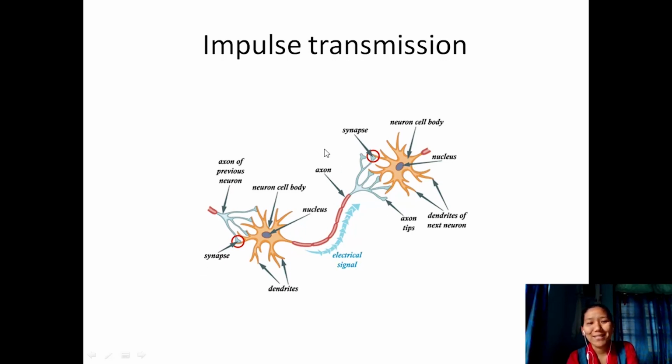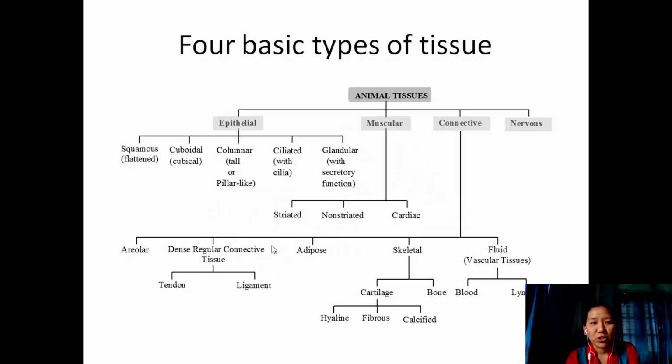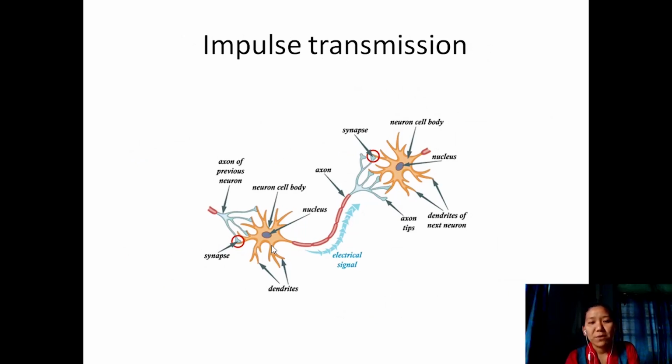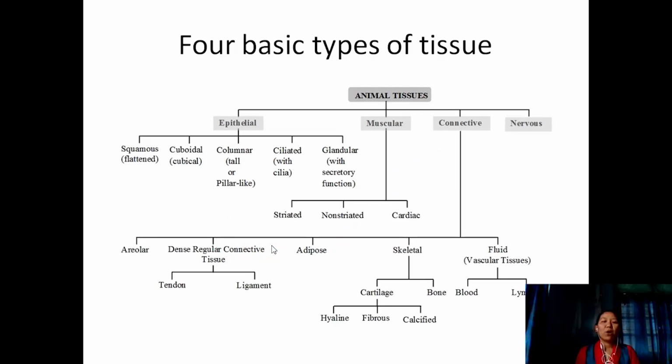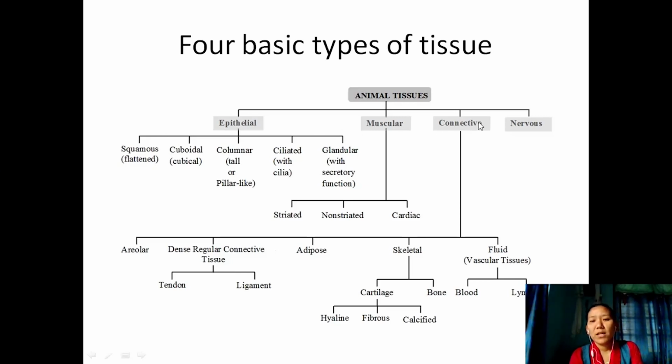Okay, so again here the detail, the impulse generation, conduction, and transmission, all these things we'll be studying in human physiology. So that's all about the four types of tissues. So let us just recapitulate what we have learned. We learned about the animal tissues, and these animal tissues are categorized into four groups: epithelial, muscular, connective, and nervous. And then under epithelial we talked about simple and compound epithelial.